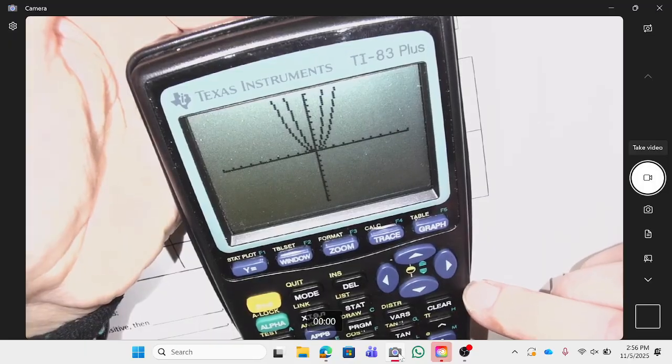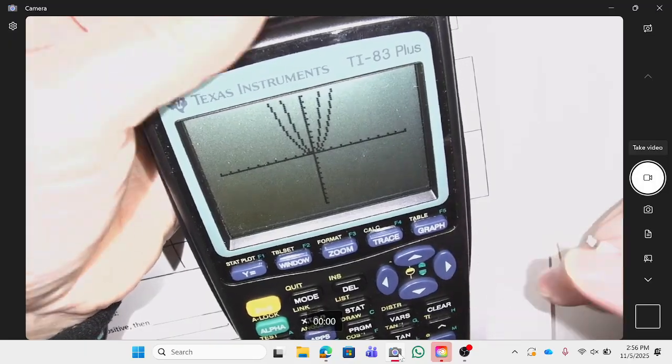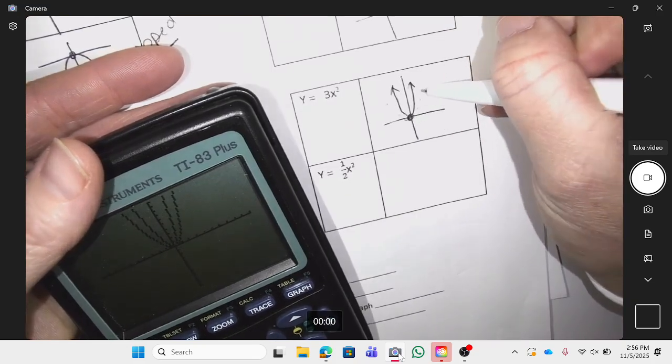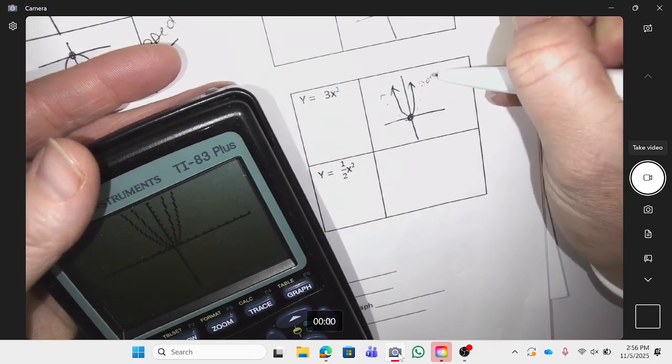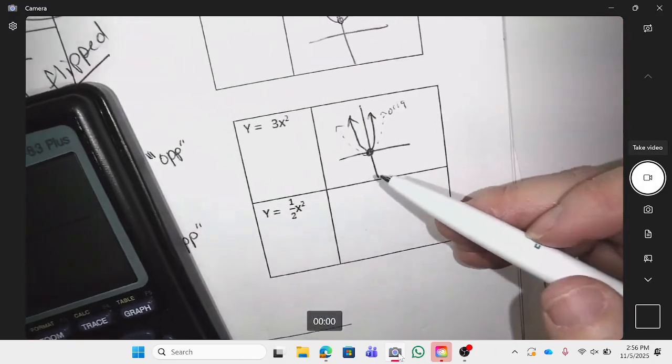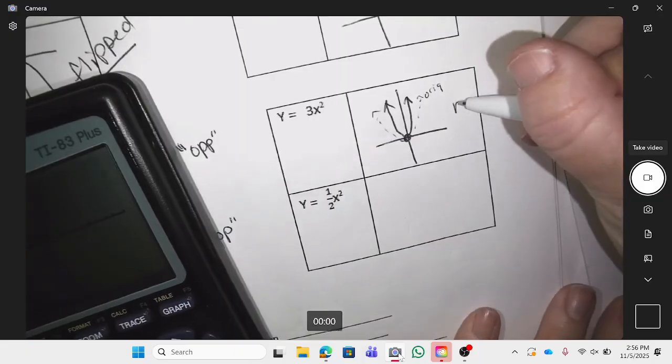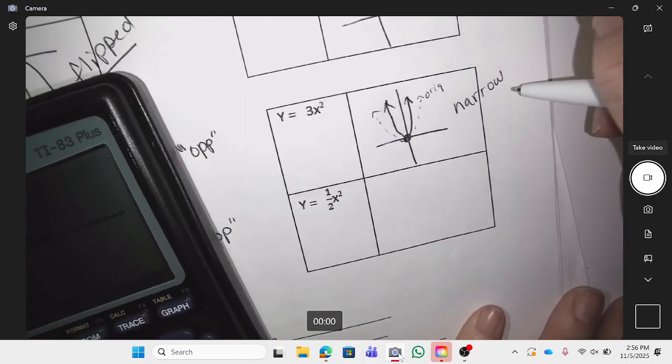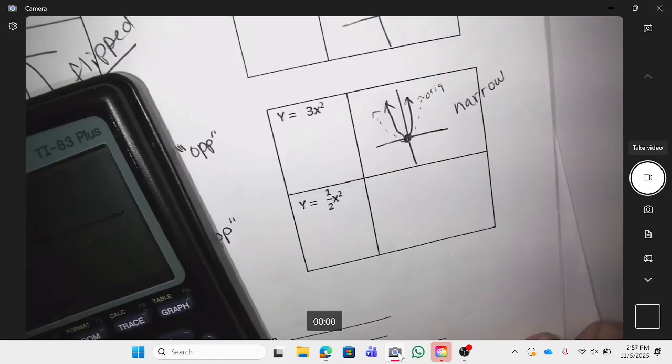So what changed? This is the original. And this is the new one. So it got narrower. The arms of it moved, right?